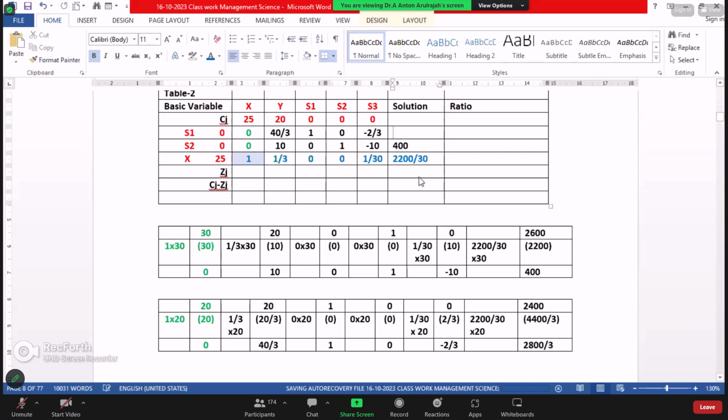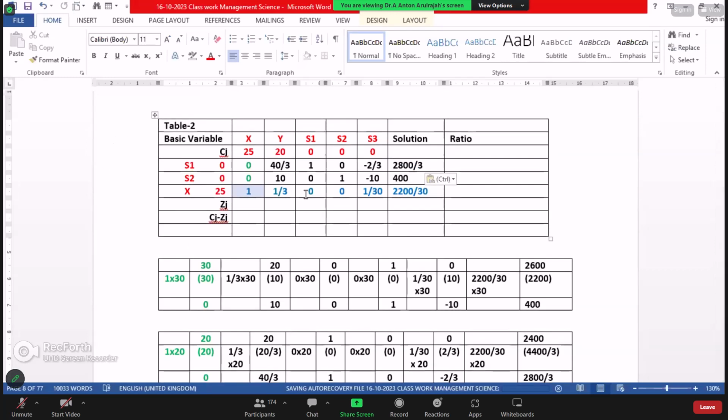Now we have completed. We have to find the Zj value and Cj value. Let's quickly check the Cj value for the second table. Here 25, here 5, 5, 5, 5 by 3.